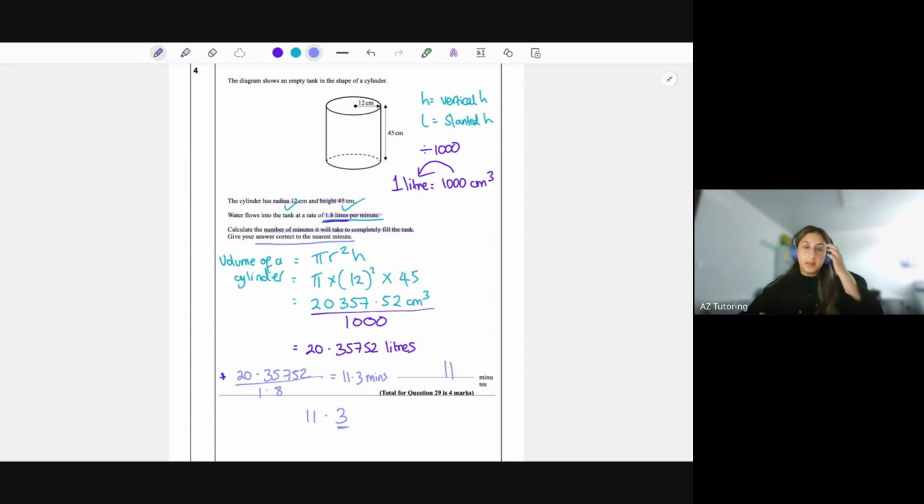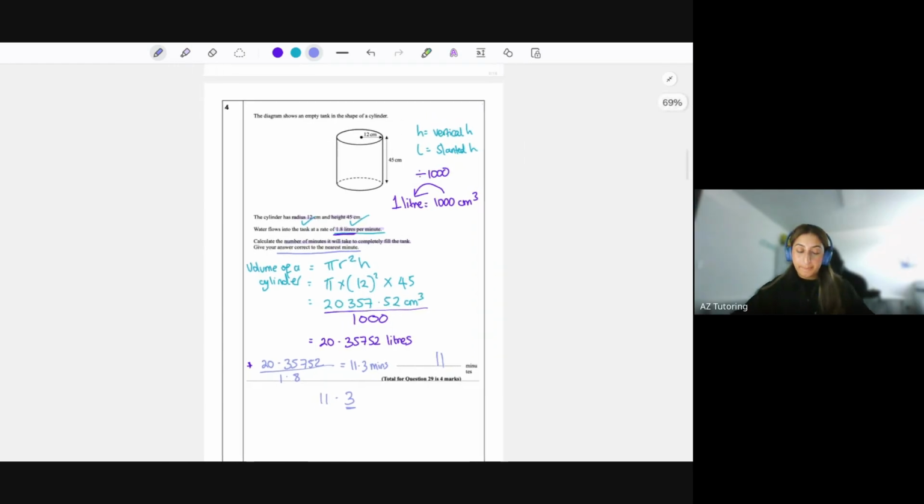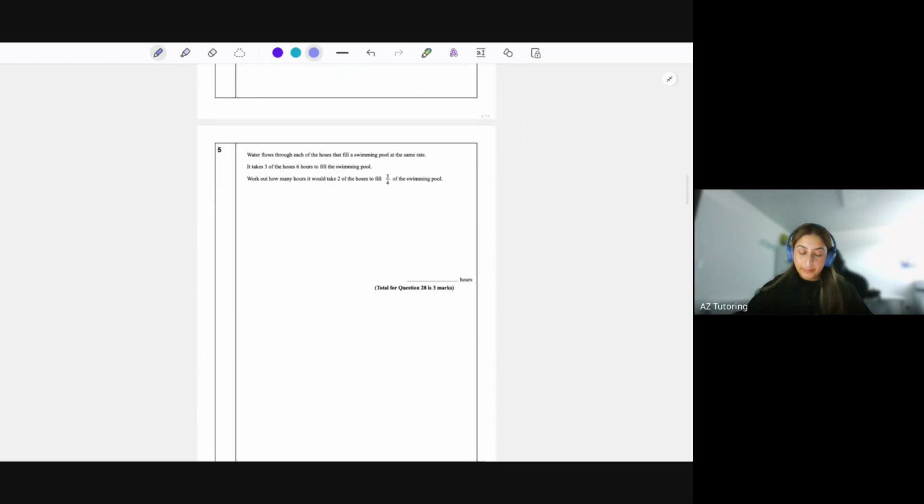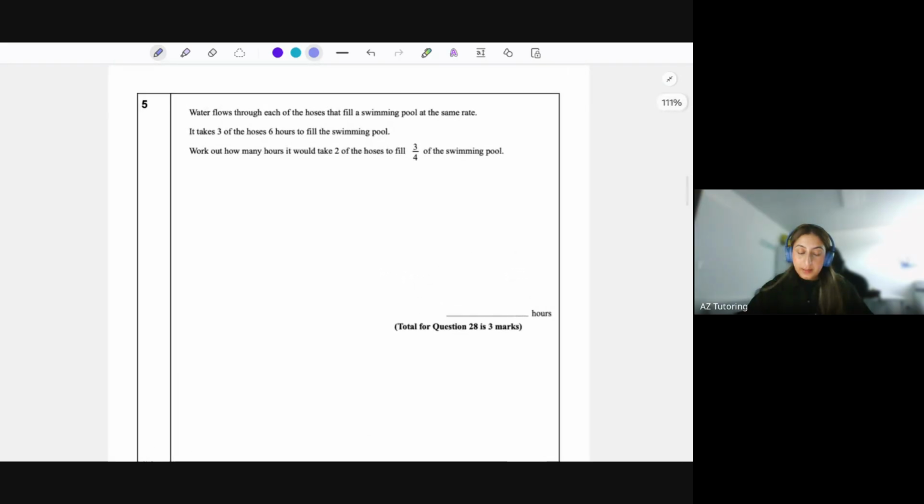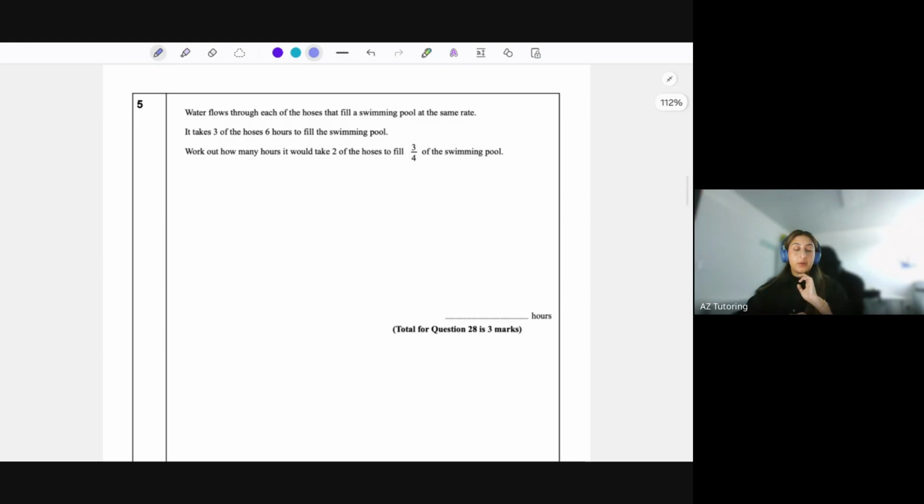Okay, let's move on to the next question. So this is an inverse proportion. Water flows through each of the hoses that fill a swimming pool at the same rate. It takes 3 of the hoses 6 hours to fill the swimming pool. Work out how many hours it's going to take 2 of the hoses to fill 3/4 of the swimming pool. So it takes 3 of the hoses 6 hours. Work out how many hours it's going to take 2 of the hoses to fill 3/4.